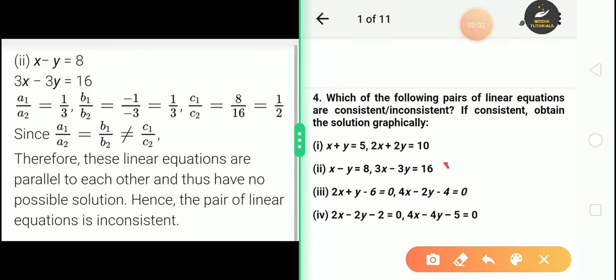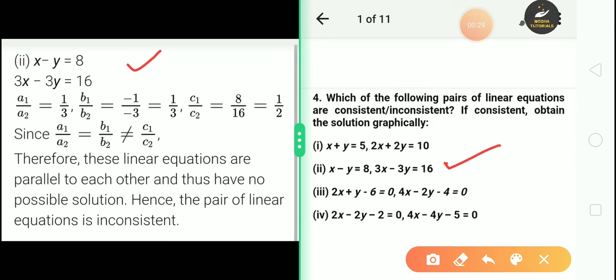Question 2, equations are x minus y is equal to 8 and 3x minus 3y is equal to 16. So on comparing with the standard equations, we can write the values for a1, b1, c1 and a2, b2, c2. So by taking the ratios, we can write a1 upon a2 is equal to 1 upon 3, b1 upon b2 is equal to minus 1 upon minus 3, that is 1 upon 3, and c1 upon c2 is equal to 8 upon 16 is equal to 1 upon 2.